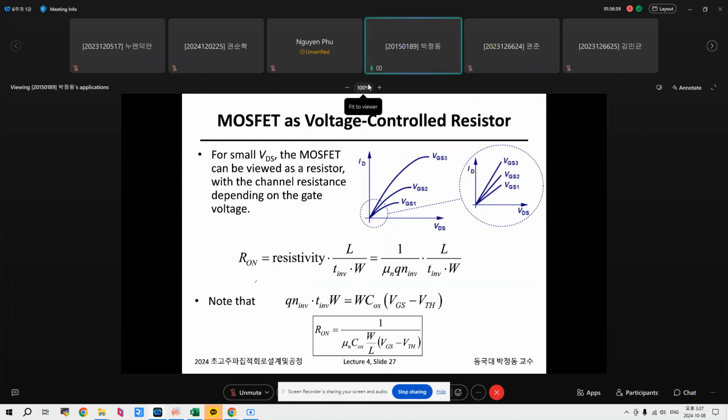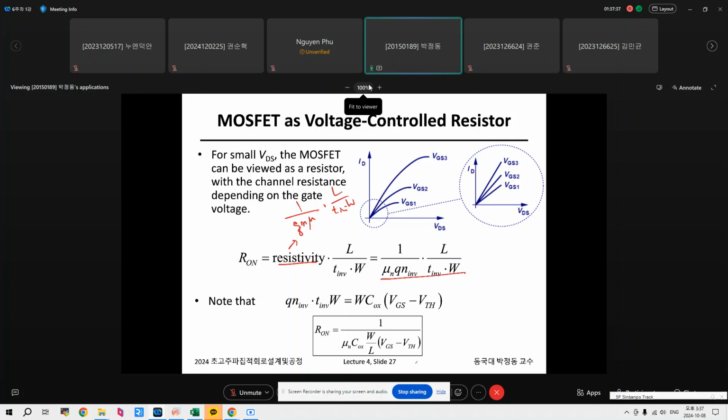MOSFET also works as a voltage controlled resistor. The R on resistor is the resistivity multiplied by L, over T inversion, the thickness of the inversion layer, and width. As we observed before, resistivity is just the inverse of conductivity. Conductivity is Q and mu. Also, area is T inversion and width, and length is L. That's why we get this.